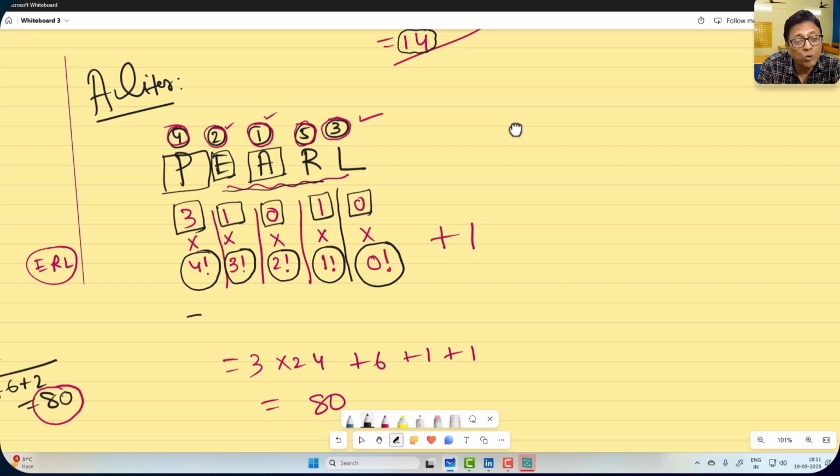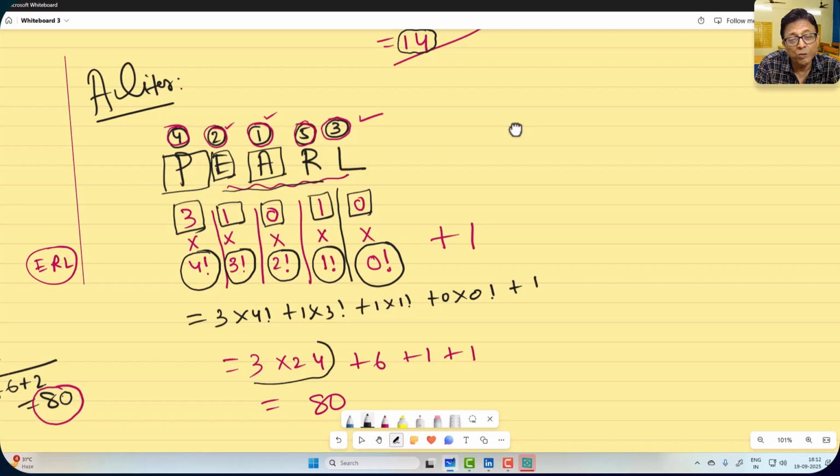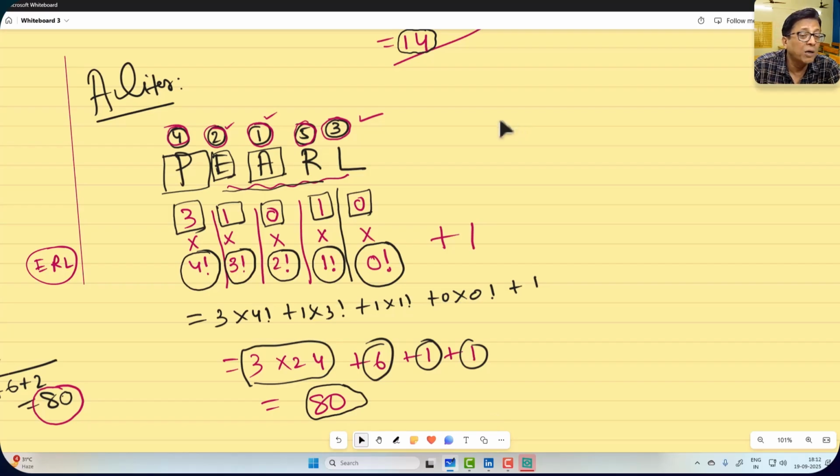You just go on multiplying. 3 into factorial 4, 1 into factorial 3, 1 into factorial 1, 0 into factorial 0, plus 1. So 3 into 24 is 72, then 6, 1 and then 1. After adding, we are getting 80 over there. So the rank of Pearl in both ways is 80. So we are not wrong here again.